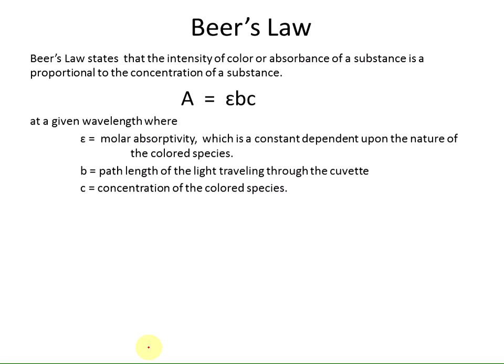With b, we'll be using the same path length, so we'll be using the same cuvette size for all of our samples, but we'll be changing the concentrations of the species. By using the relationship that concentration is proportional to absorbance, we'll be able to set up a ratio of the concentrations of different species to calculate the equilibrium constant.